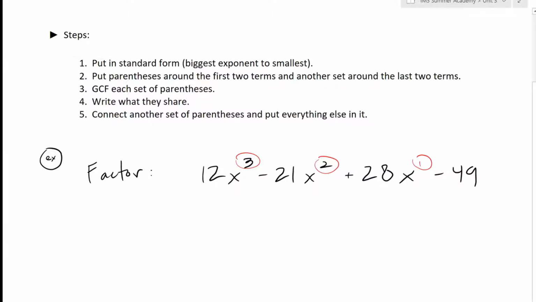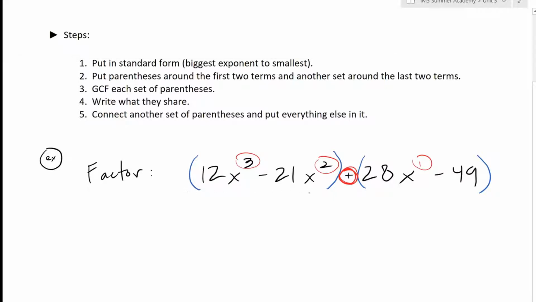Second step, put parentheses around the first 2 terms and another set around the last 2 terms. So first 2 terms, last 2 terms. And I want you to notice something I did. I left that plus sign in between. We always want to leave that in between. It's going to help us out later on. All right, so we're going to look at these piece by piece.